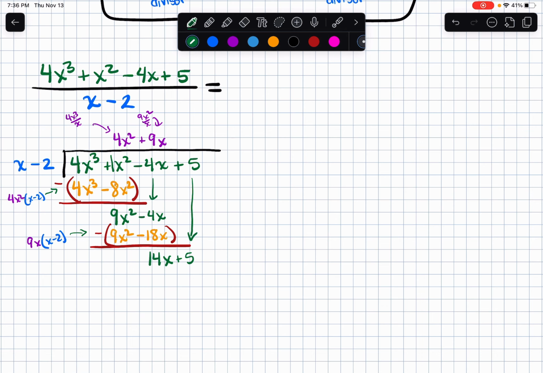Tack on my constant term. So I've whittled my dividend down to 14x plus 5. Now I'm going to see how many times x minus 2 fits into 14x plus 5. It fits in 14 times, because here I have 14x divided by x.